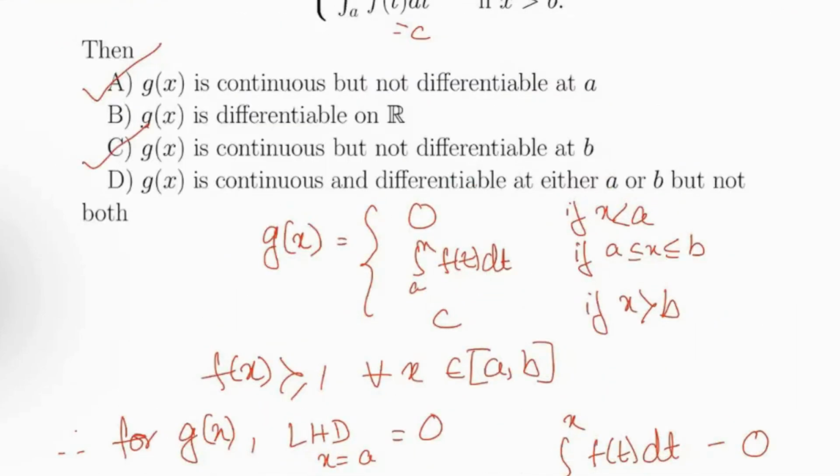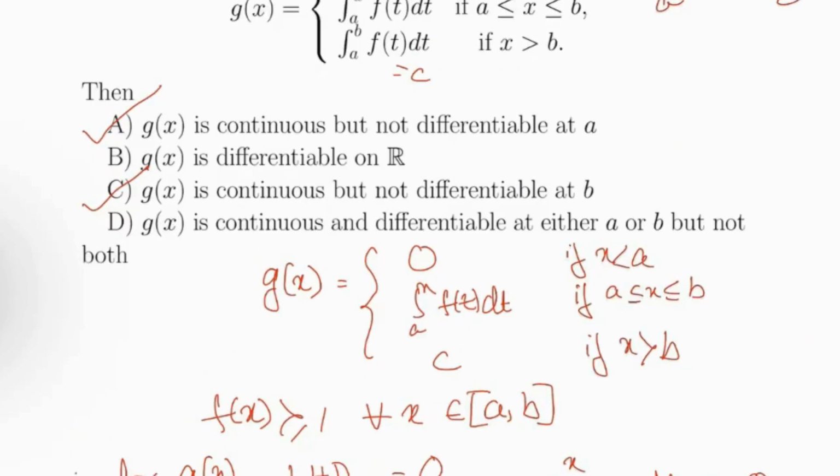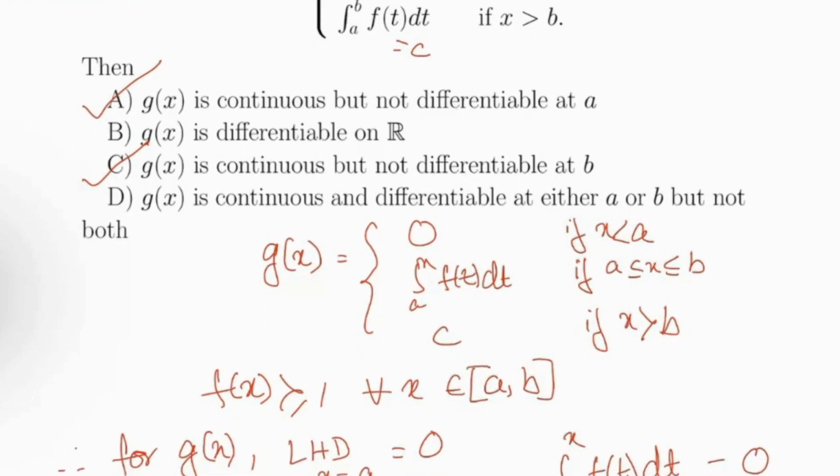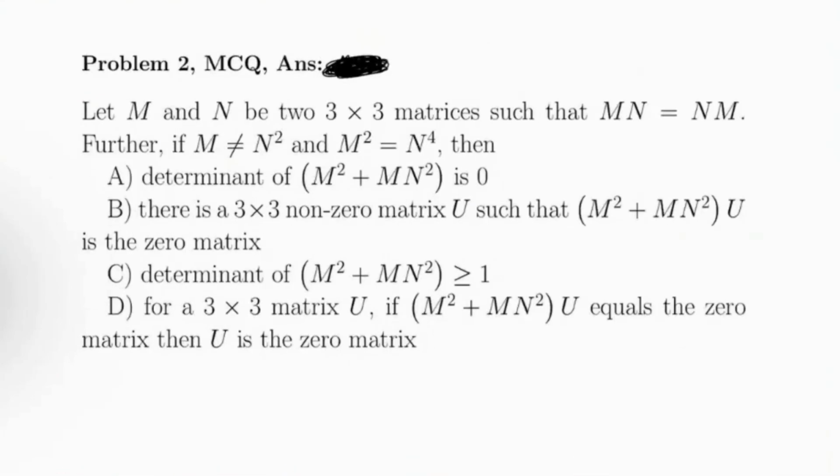So from A and C being right, we can say that D is incorrect. And as for B, for x less than a, g of x equals 0, and 0 is a constant function and it's differentiable. So B is also incorrect. So A and C. This is the second question of the day.